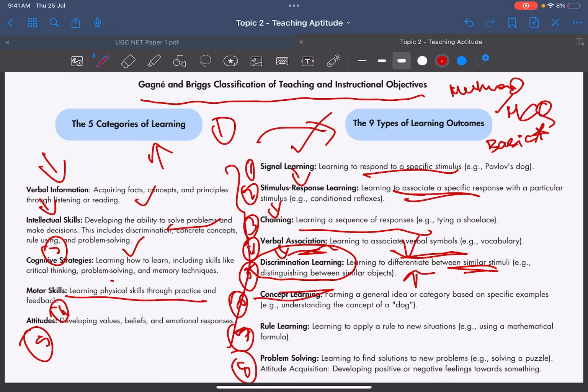Concept learning means forming a general idea or category. Rule learning is applying a rule to a new situation. You've learned a mathematical formula such as cos theta, tan theta. You look at the angle and you're able to figure out what it is. And next is problem solving, which is to find a solution to a new problem. Again, this is pretty easy. Just learn the key terms, the definitions, the hierarchy, and you'll be able to solve any problem there is.